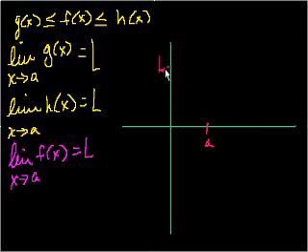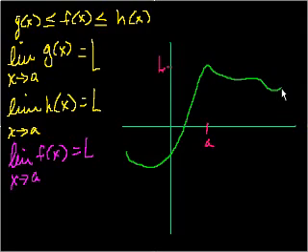A, and this L. And we know, let's see, g of x, that's the lower function, right? So let's say that this green thing right here, this is g of x. And we know that as x approaches a, g of x could look something like that, right? And we know that the limit as x approaches a of g of x is equal to L. So that's right there, right? So this was g of x.